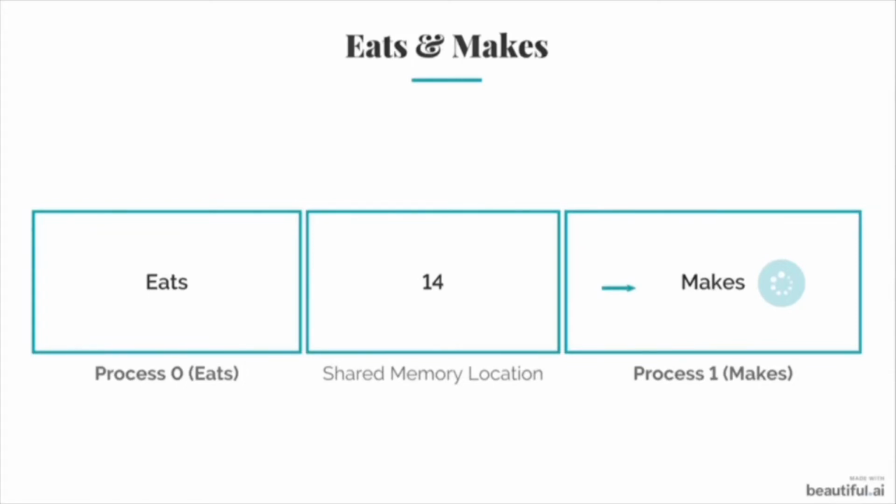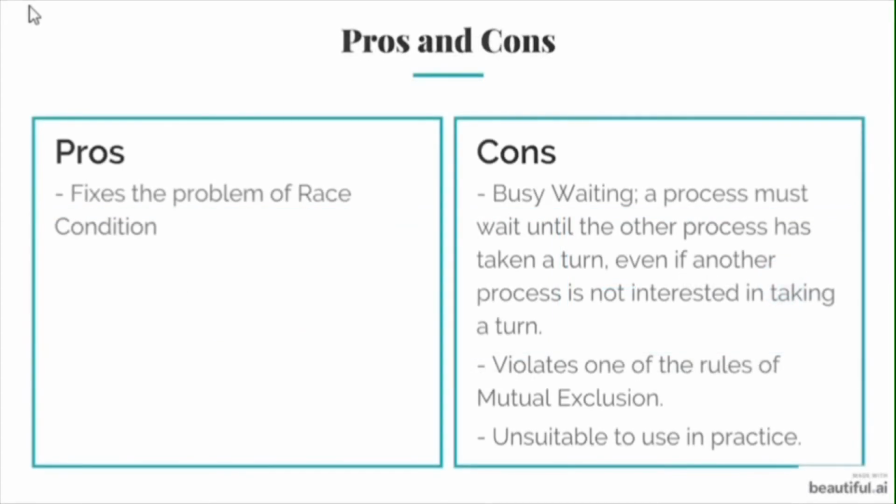This is what is called busy waiting, and it's very inefficient because while a process is waiting, a lot of CPU cycles are wasted. Another drawback of the strict alternation approach is that it violates one of the main requirements for mutual exclusion.